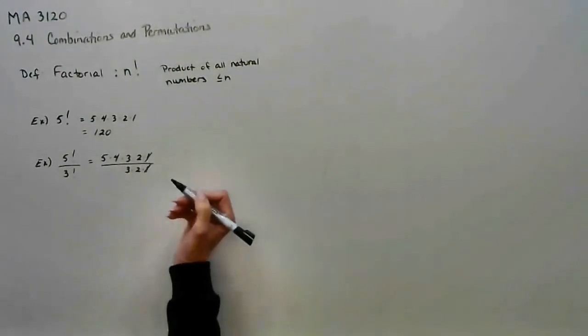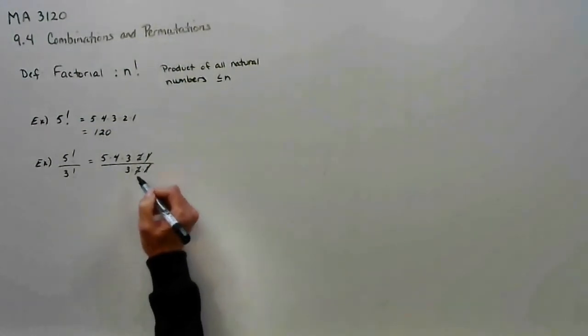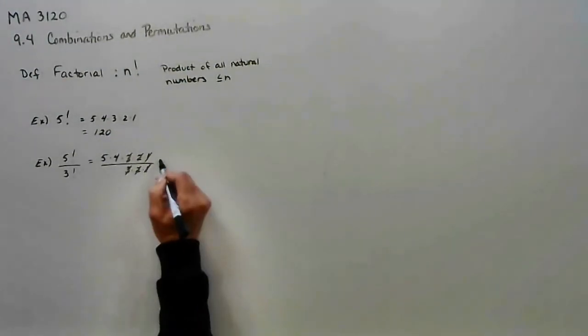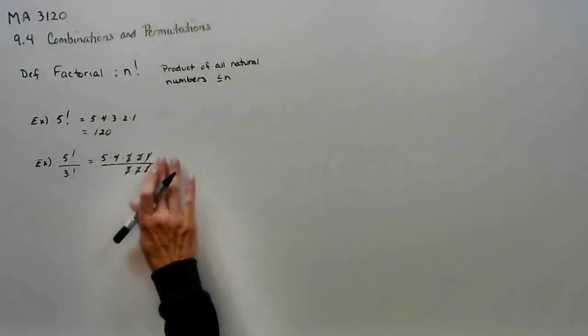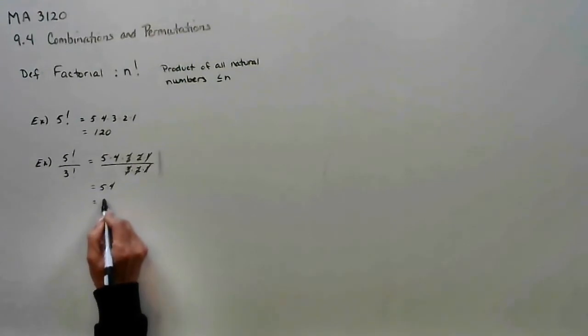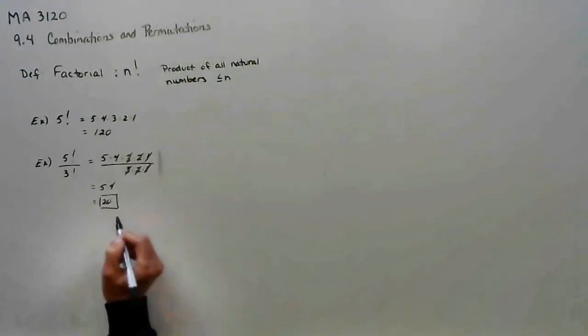1 divided by 1 is 1. 2 divided by 2 is 1. 3 divided by 3 is 1. So I've reduced those common factors, and I'm left with the product of 5 times 4, or I'm left with 20. Okay?